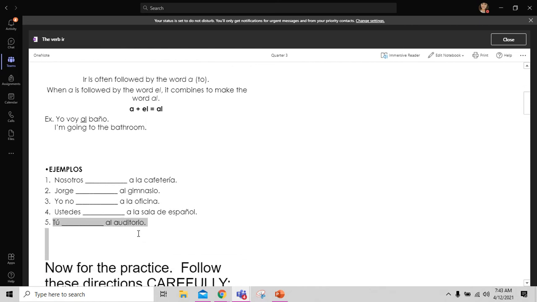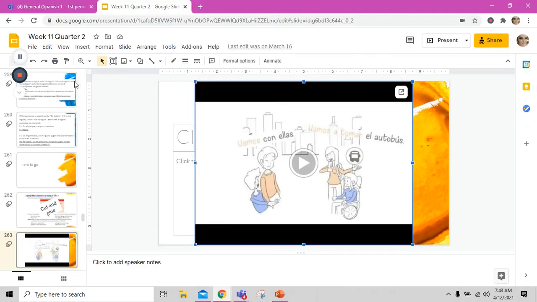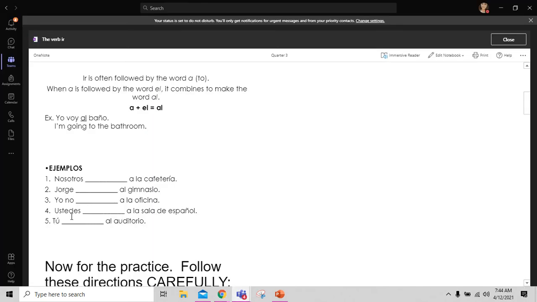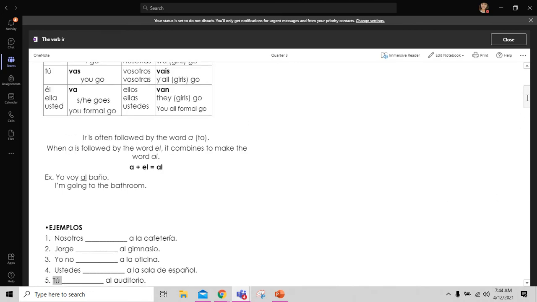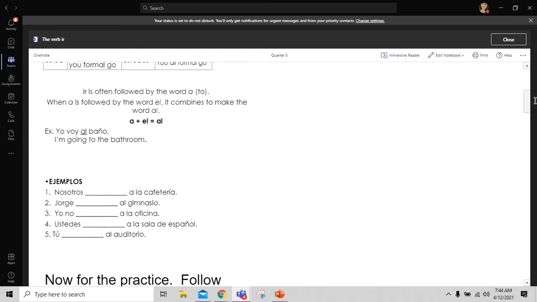And number 5, tú vas al auditorio. You go to the auditorium. Vas. Okay, so it is vas. Yes, you're right. So tú vas al auditorio. Your subject pronoun here is tú. You scroll back up to your chart. You see tú right here and vas. So those are the notes, all right?